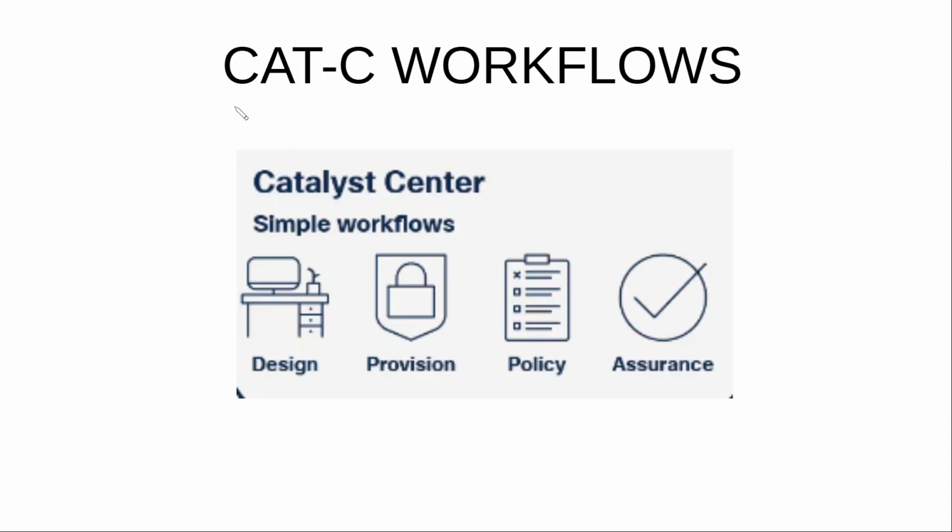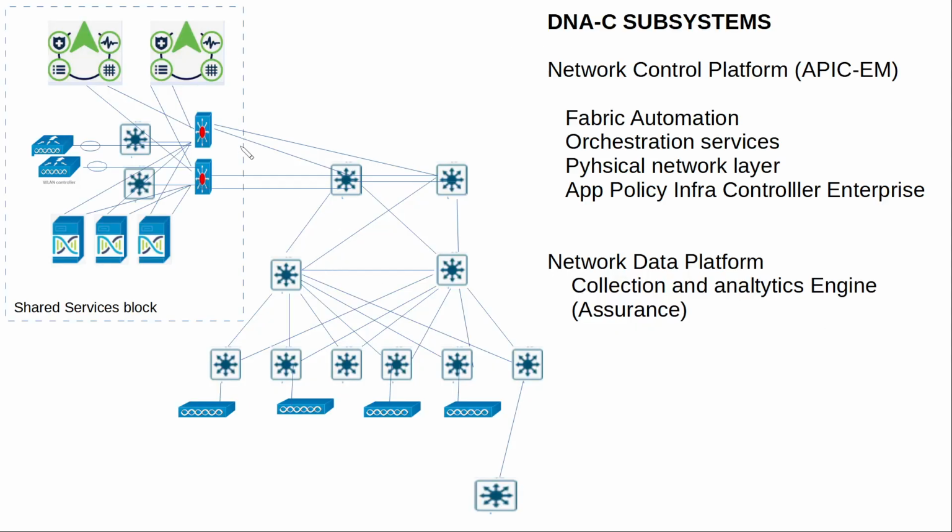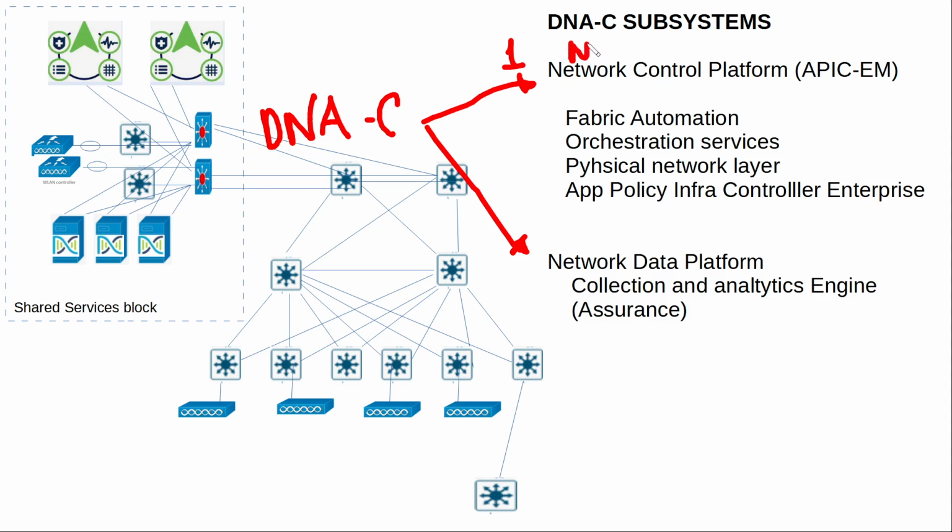Now, the Catalyst Center workflows, as I could investigate, are a little bit different. They are grouped into design, provision, policy, and assurance. Now, this DNA Center, when it was designed, it was built on 2 subsystems. The first subsystem is the network control platform, and the second subsystem is the network data platform.